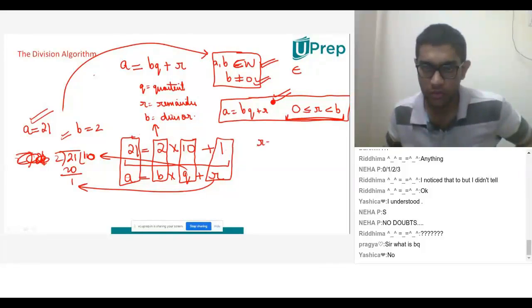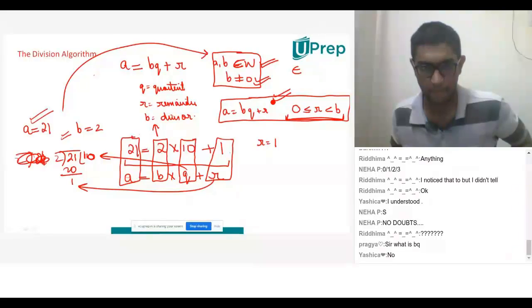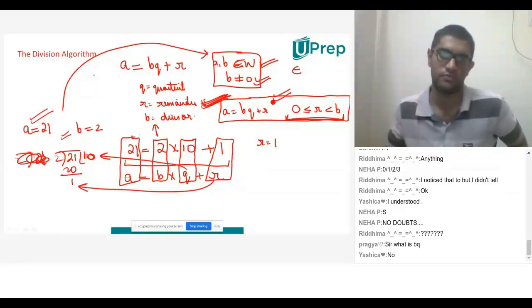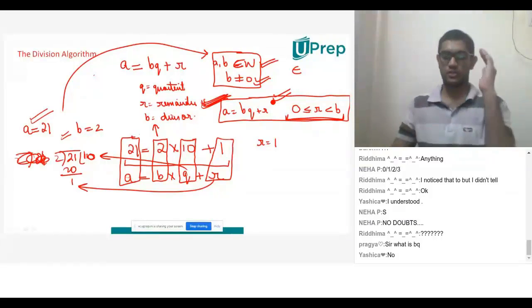Sir, excuse me, sir. I understood this and the before condition, but still I'm having a confusion. What is the algorithm? This is the algorithm. That means A equal to BQ plus R.